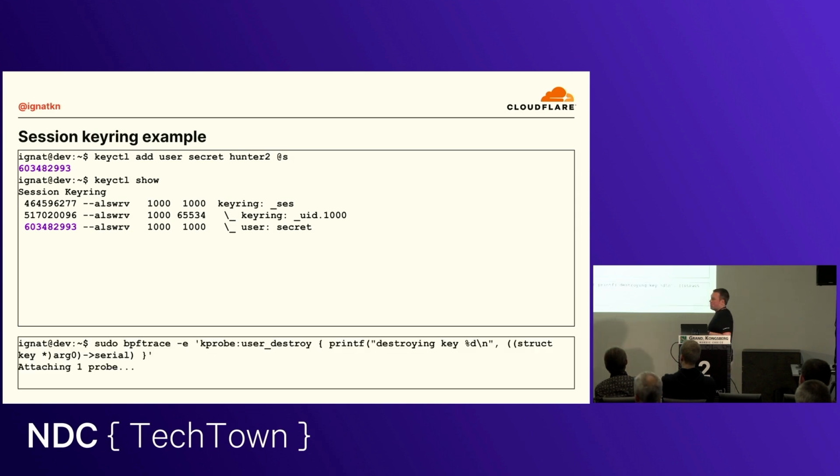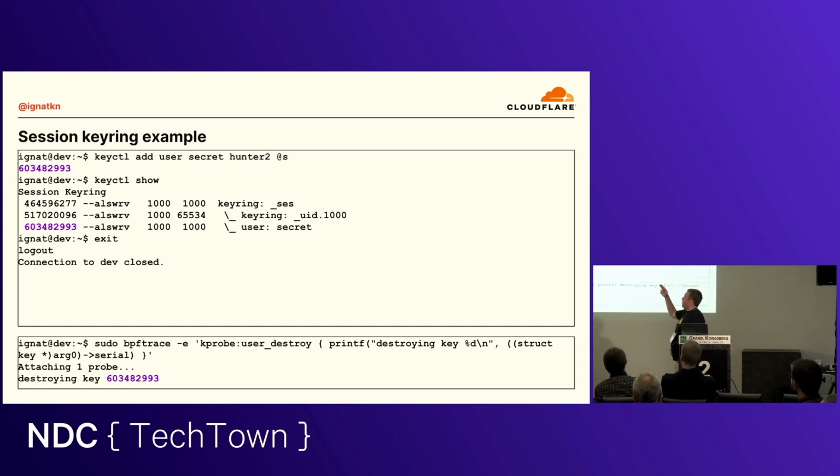To prove that it gets automatically destroyed, I can put a BPF probe on the user_destroy function in the Linux kernel, which is responsible for securely destroying a key, in a different terminal. In the above terminal, I'm SSHing here. So I exit the SSH session, and I can immediately see that when I logged out, because my session keyring was automatically destroyed, and therefore all the keys linked to it were also destroyed, the kernel called the user_destroy function, and I can see that the serial number is my user key. It was securely deleted, wiped from memory.